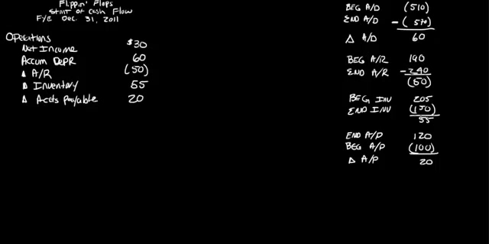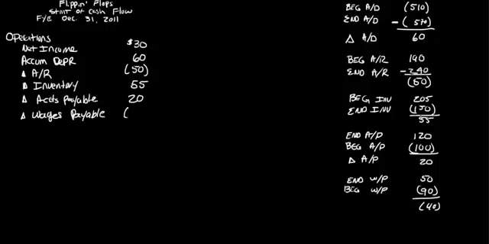And then we're going to look at wages payable. Our change in wages payable: if we look at ending wages payable, it is 50, and beginning wages payable is 90. So 50 minus 90, I believe, is a negative 40. So my change in wages payable is a negative 40.